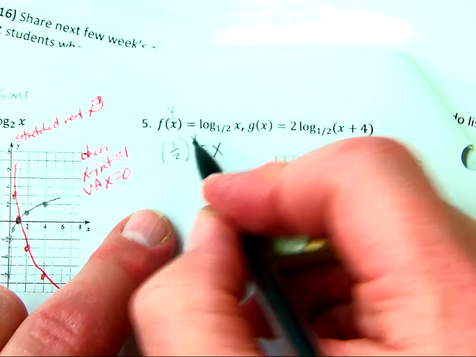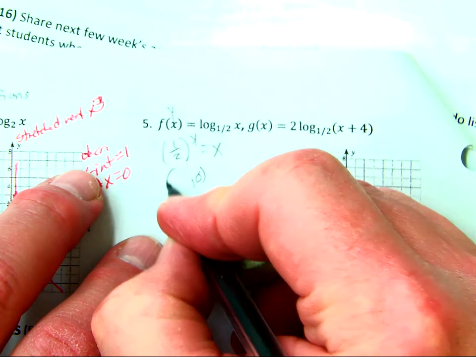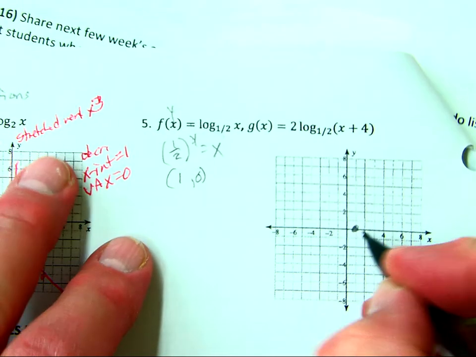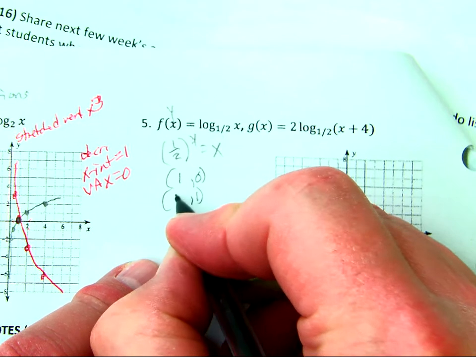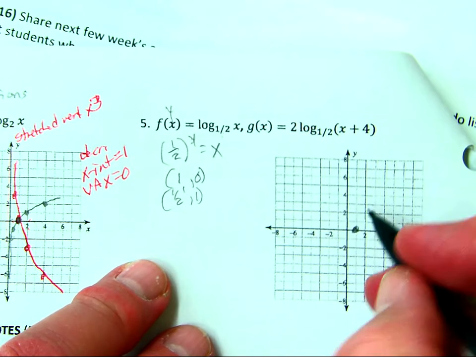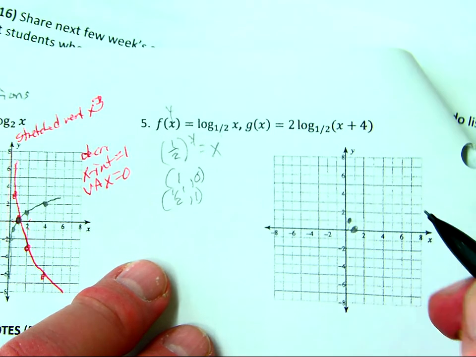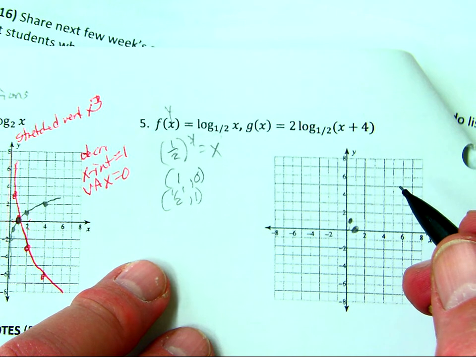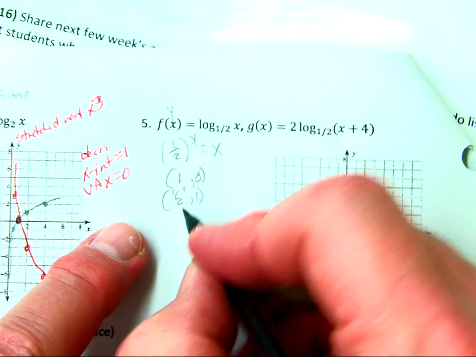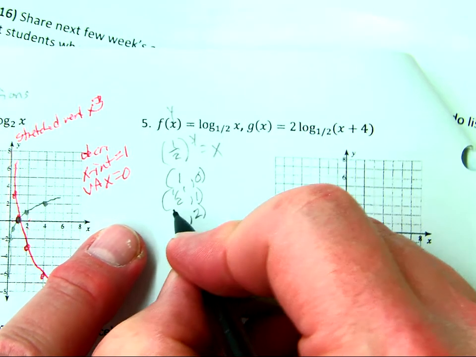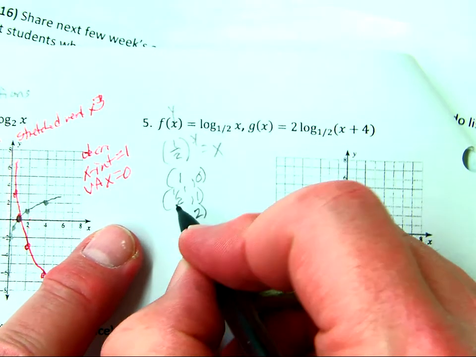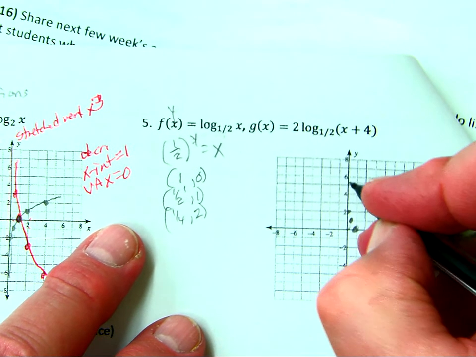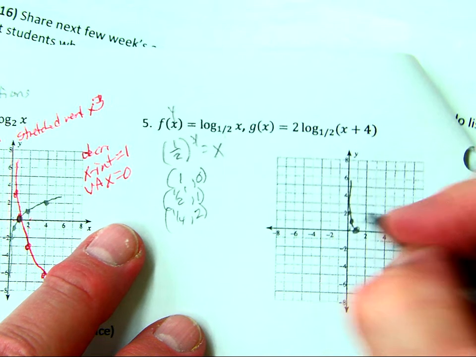Again, we're going to plug in numbers for y. If y is 0, 1/2 to the 0 is 1. So 1, 0. If y is 1, 1/2 to the first power is just 1/2. So 1/2, 1. If y is 2, 1/2 squared is 1/4. So 1/4, 2. You can see we're going to be getting closer and closer to the y-axis again.